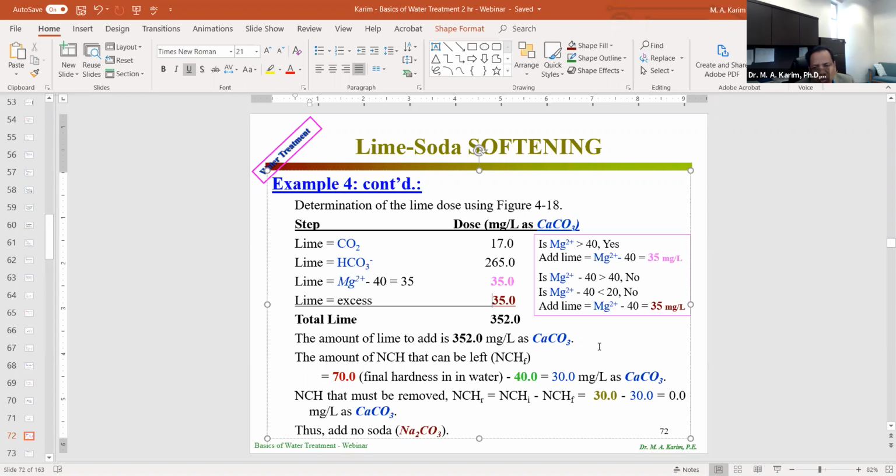So how much can we remove now? Since we have non-carbonate hardness, and we can leave 30, and we had 30 before, the olive color one, right? This is the olive color over there, and this is the one. So ultimately it's 0. That means whatever we can live with, that much we have. So in this case, we don't need to remove anything. That means add no soda. In this problem, the solution looks like we didn't need any soda. We needed only lime.